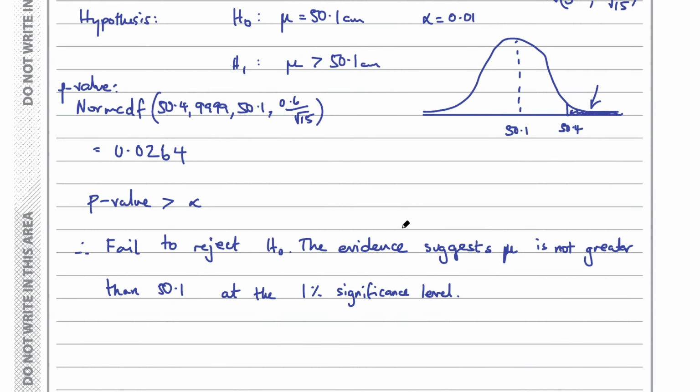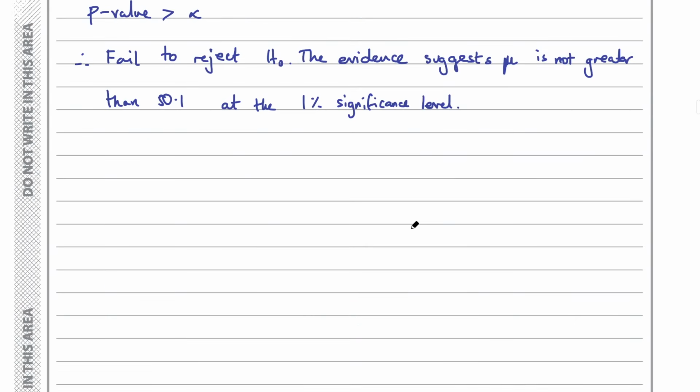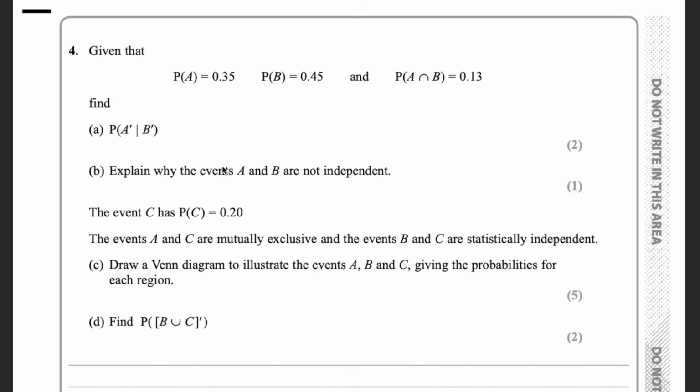And that was part C and the final part of question 3 for a total of 12 marks. Question 4 says, given that the probability of A equals 0.35 and the probability of B equals 0.45 and the probability of A intersect B equals 0.13, find for part A the probability of A complement given B complement. So this is a conditional probability that B complement happens.